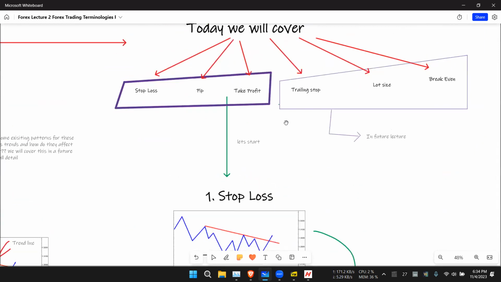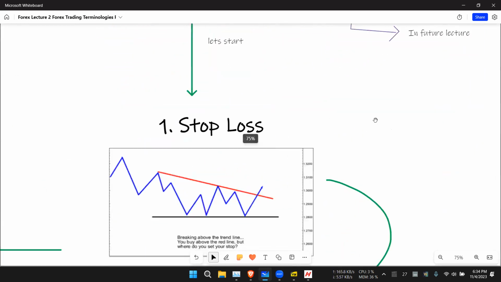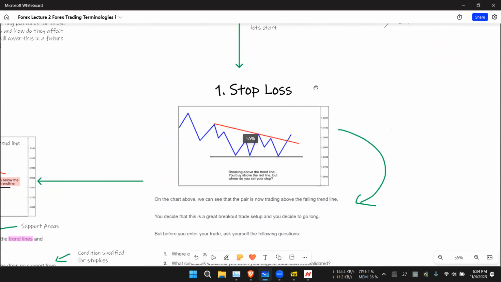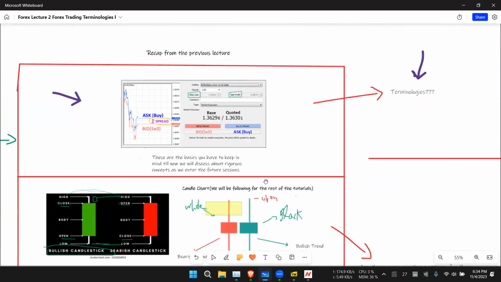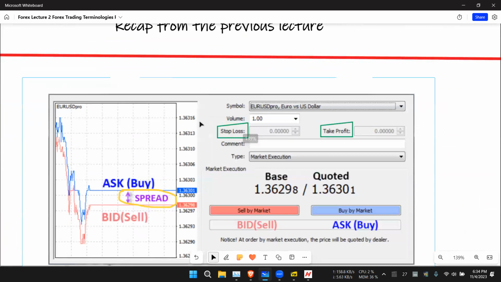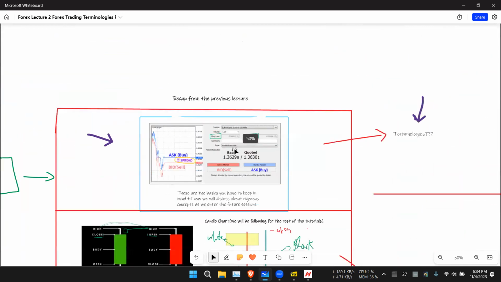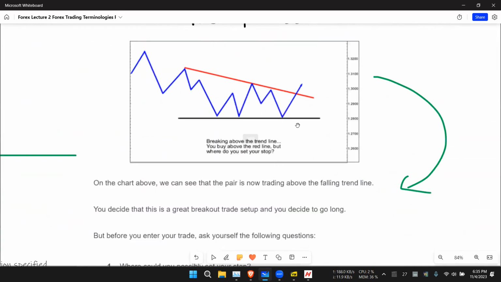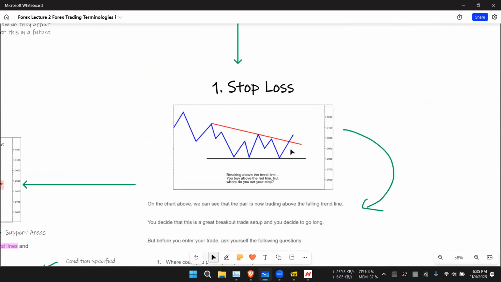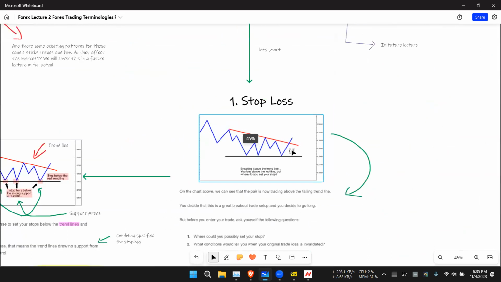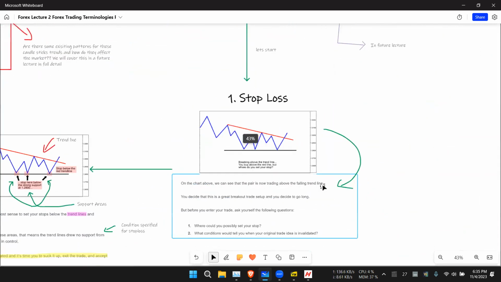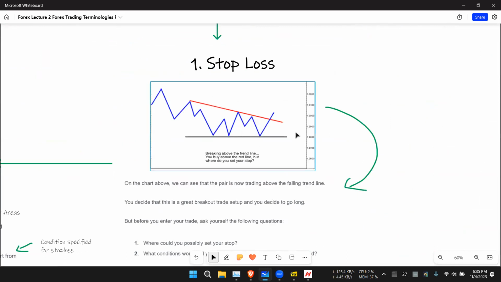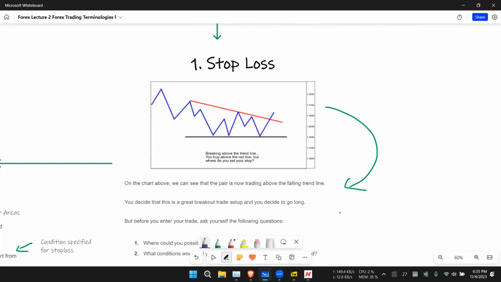So let us just jump straight into stop loss. This is the first concept that we are going to take on, the stop loss that MetaTrader asks for. The first question that arises is what a stop loss is. It's to protect your loss, to prevent it from going down. Yeah, definitely.